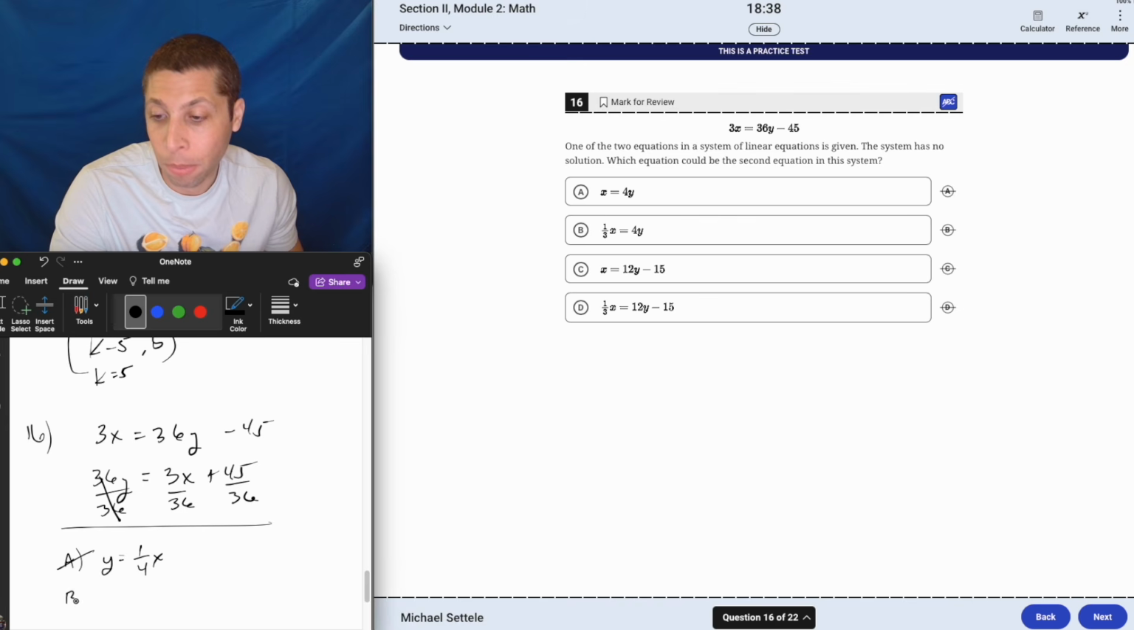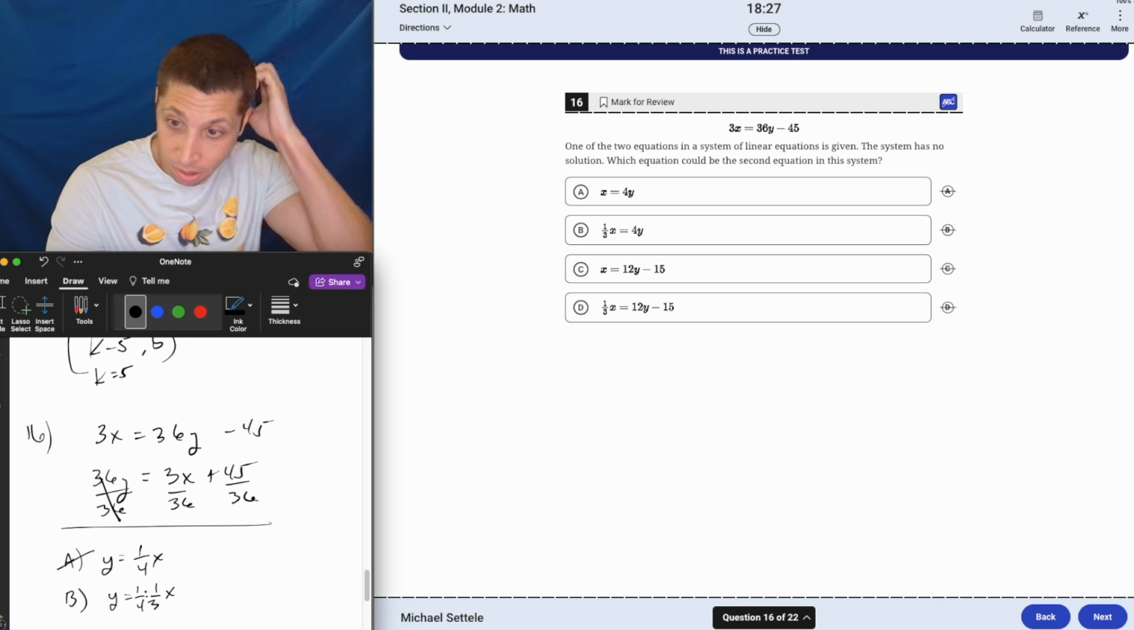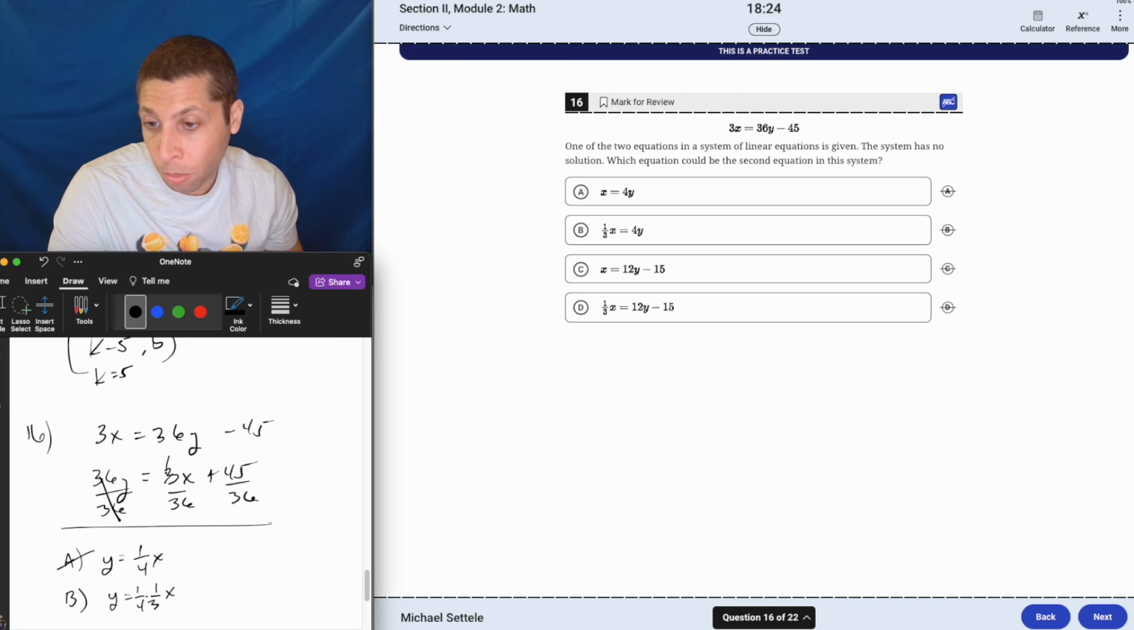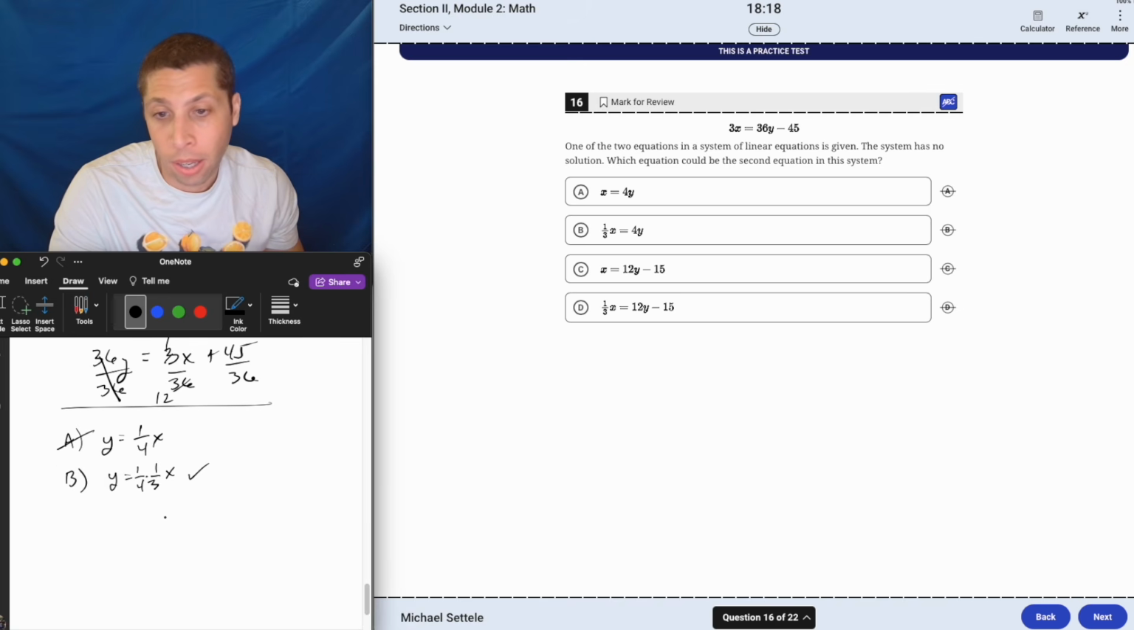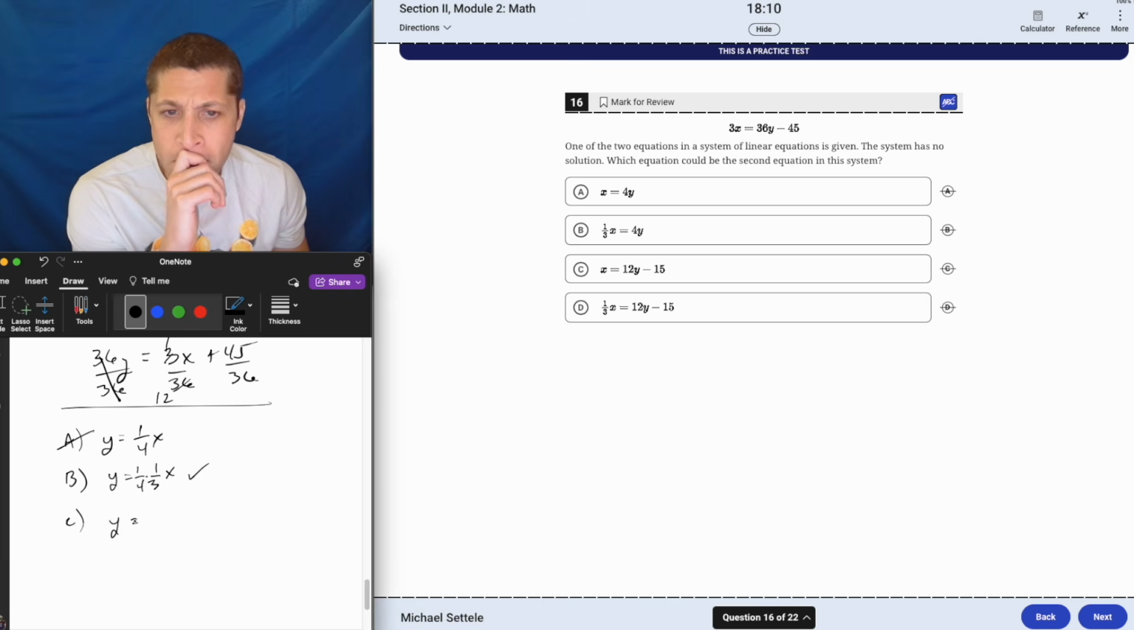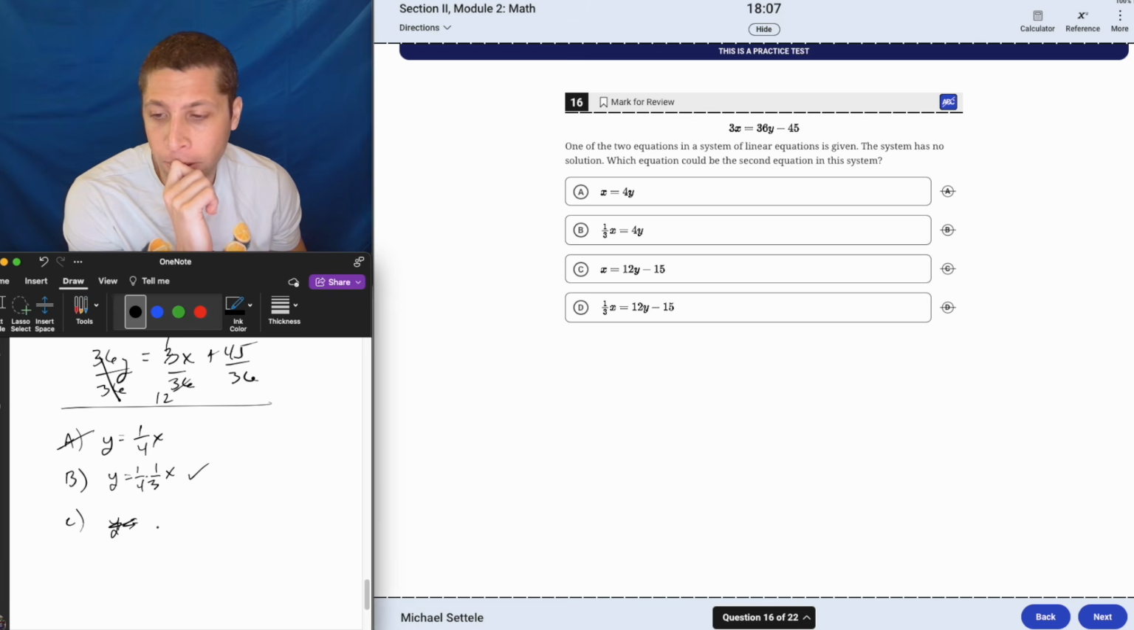So completely different slope. B would be y is equal to 1/3 x times 1/4. So that's 1/12. That's what this is, 1/12. So that seems right. It's a different y-intercept too as well. C is 1/12. So let's just do it this way. x plus 15 equals 12y, divide by 12, divide by 12, divide by 12. So that's 1/12. That part checks out.